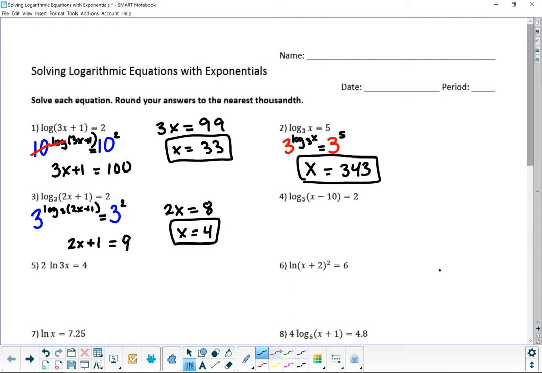Okay, this one we have a log base 5, so we're going to exponentiate with base 5 on both sides. So we have base 5 of log base 5 of x minus 10 equals 5 squared. Again, that allows us to just rewrite this as x minus 10 equals 5 squared, which is 25. I'm going to solve this by adding 10 to both sides, so you will get a final answer of x equals 35.